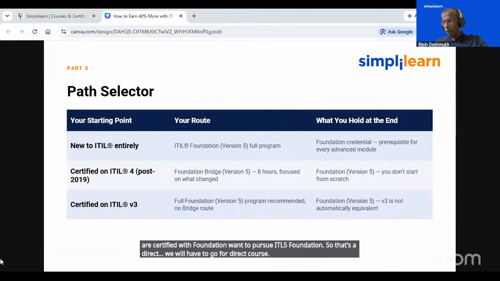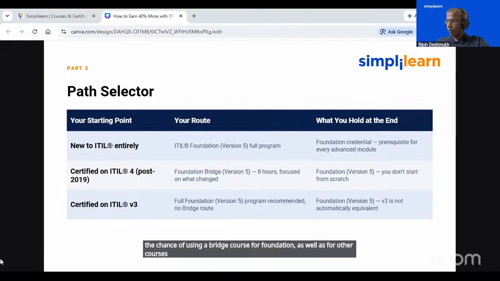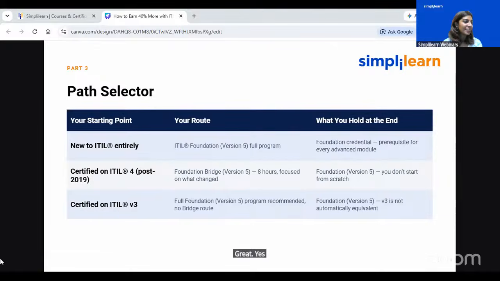Only in case of ITIL 4 courses, you have the chance of using a bridge course for foundation, as well as for other courses you can have the management professional courses, management practice courses, along with the transformation to upgrade yourself from ITIL version 4 to ITIL version 5 course, right? Right. Yes, thanks for addressing that question.